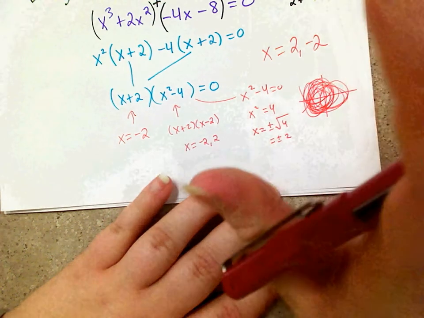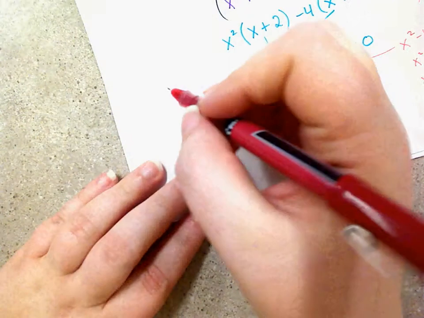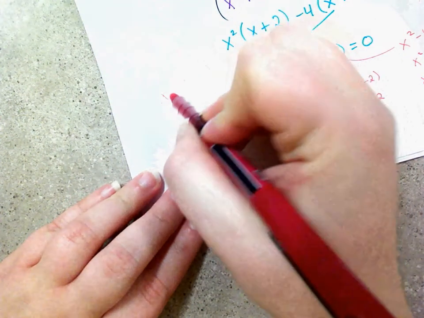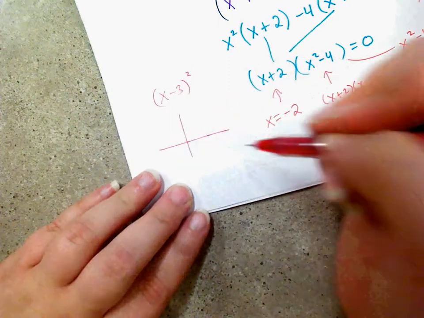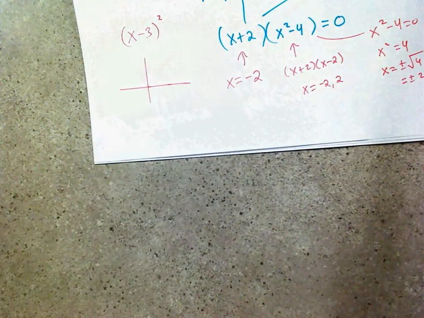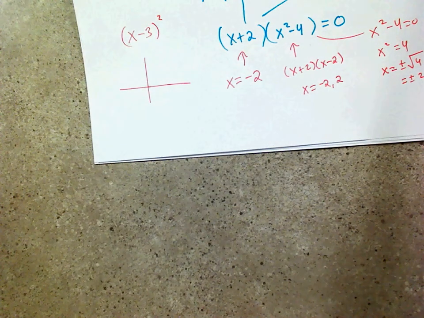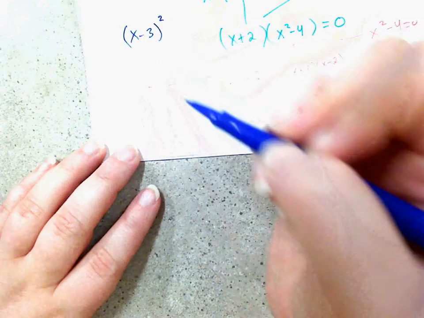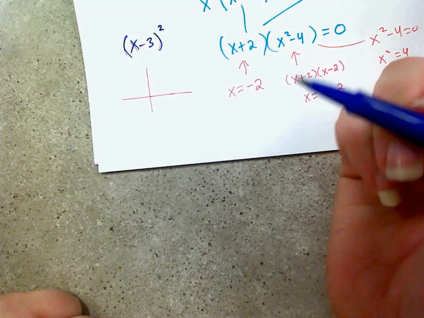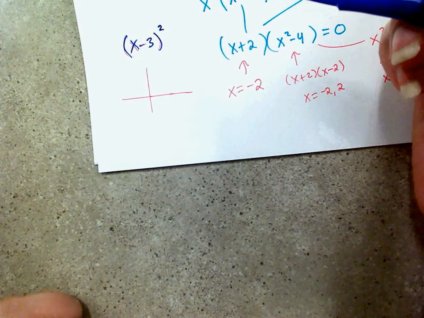But let's talk about this. I'm just going to show you something, and we'll talk more about this later. But what does minus 3 on the inside of a function do? Good. What does minus 3 on the inside of a function do? Y'all remember transformations? Shifts it to the right 3. What does x squared look like? A parabola shifted to the right 3.